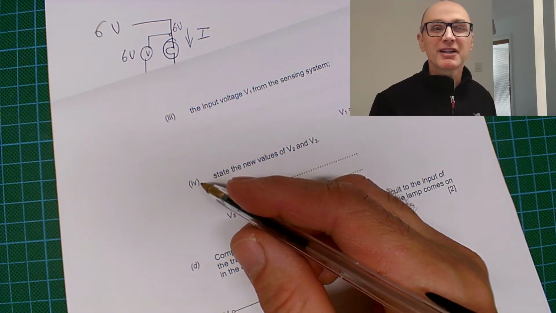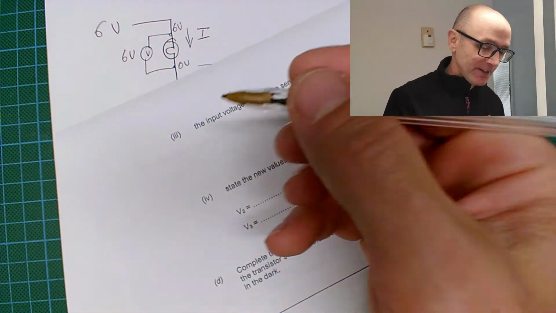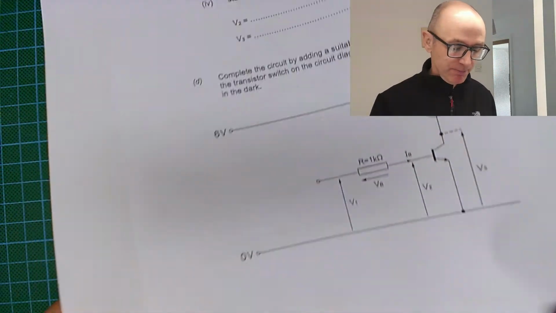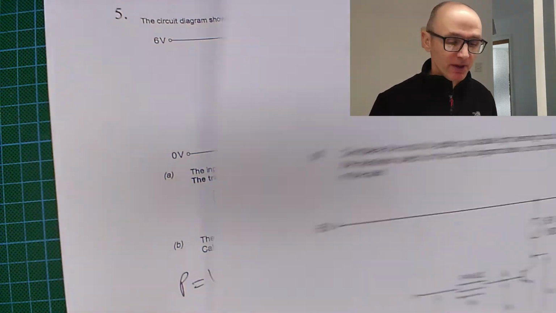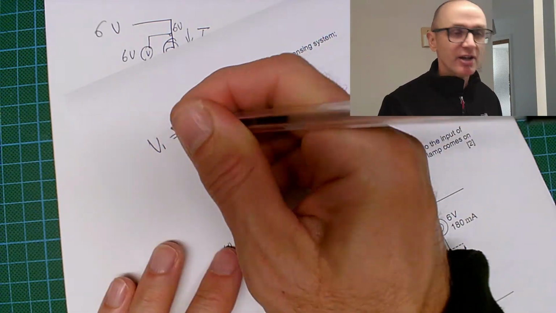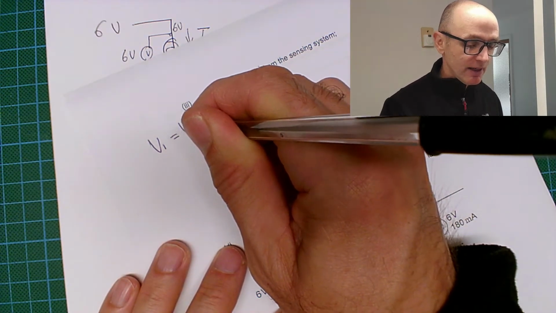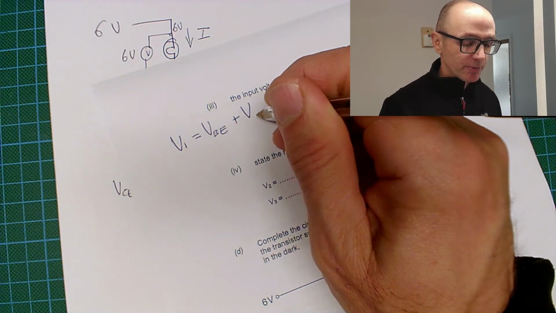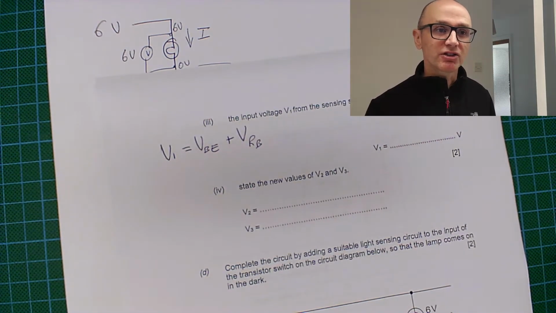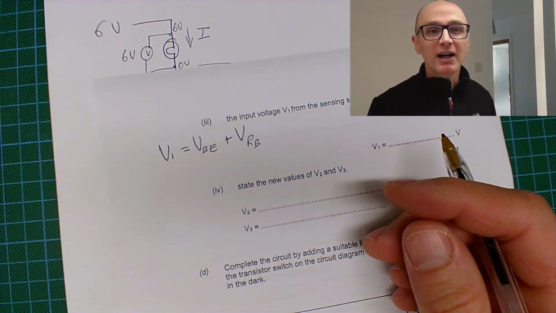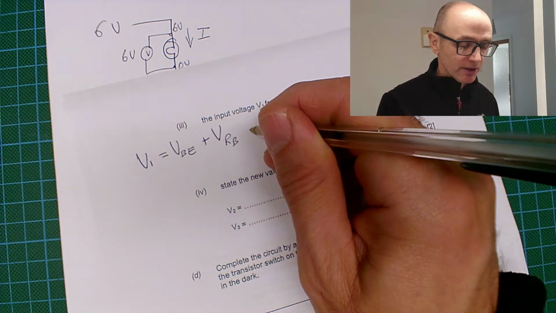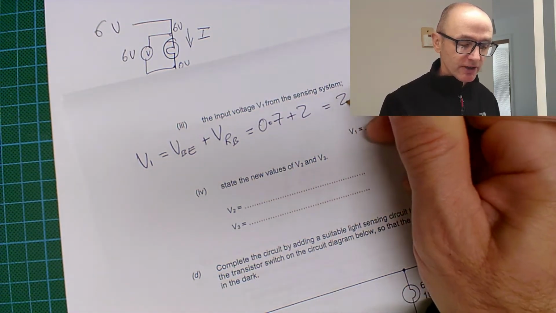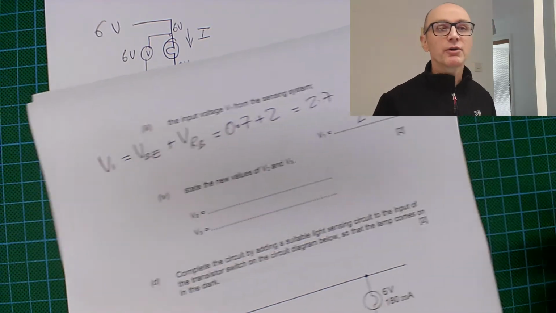Let's see if we can express that as a formula. Okay, so V1 is V in this particular case. V1 is V in, right? And so V1 is going to be the sum of the voltage between the base emitter, that's the 0.7 volts, plus the voltage that's dropped across the base resistor. So I can write it like that. You don't have to write it like that. If you just put the numbers down, I think it's pretty obvious where you've got your answer from. So that's going to be 0.7, and we said that was 2, so that's 2.7, so the answer is 2.7 volts.